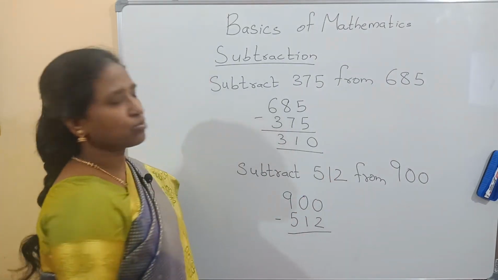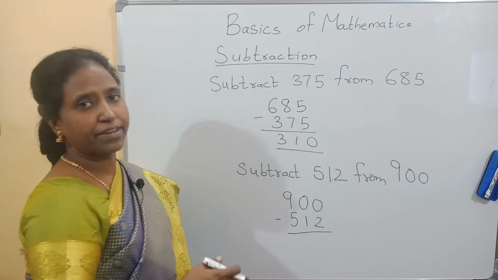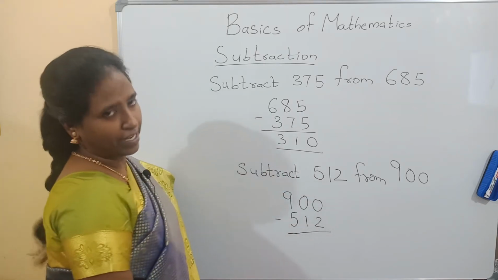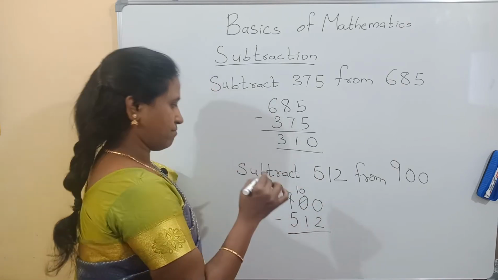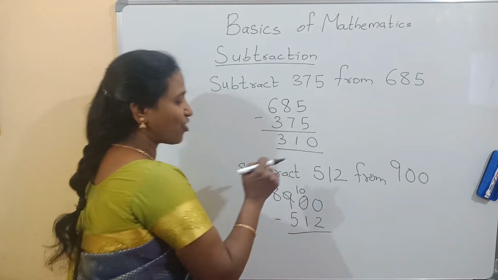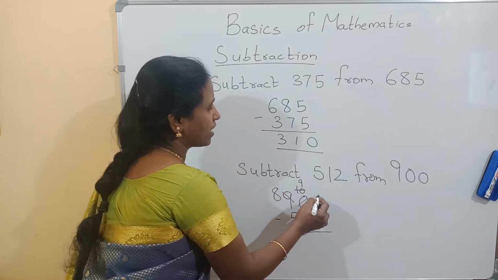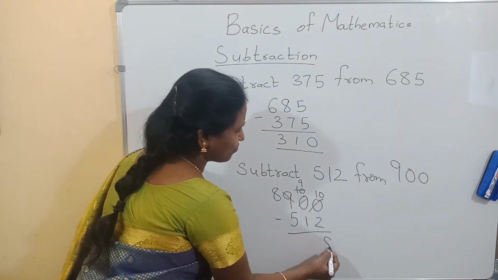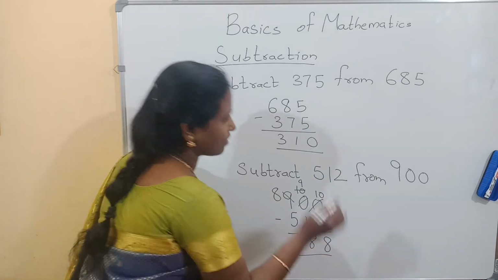Now, 0 minus 2, is it possible? No. So this 0 goes and knocks at the door of the 0 beside it. That 0 also doesn't have anything. So that 0 goes and knocks at the door of 9. So 9 has something. So 9 gives 1 and this becomes 10. And this 9 has given 1, so it becomes 8. Right? And now this has got 10. So when this has knocked the door, it gives 1. So this 10 becomes 9 and this 0 becomes 10. Right? Now it's easy. 10 minus 2, 8. 9 minus 1, 8. 8 minus 5, 3.